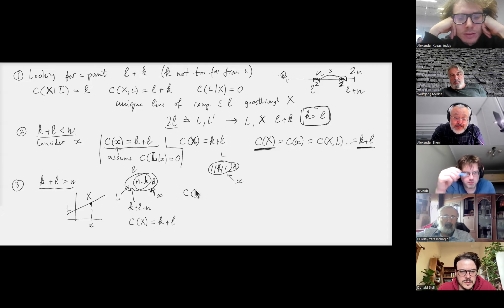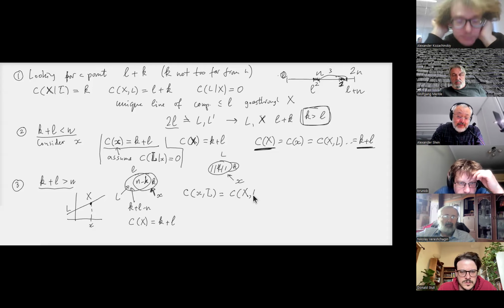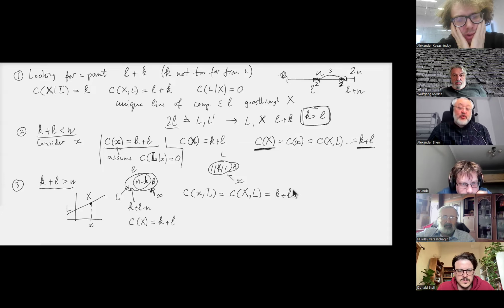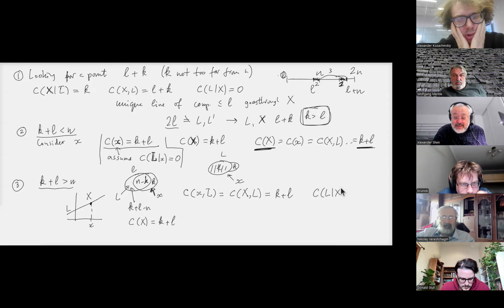So again, the complexity of the pair x and L is the same as that of x, by construction. We look at this diagram: by construction we have L and we add k bits. So it's k plus L. And again, we need to show that the complexity of L given x is small. And this will be all.